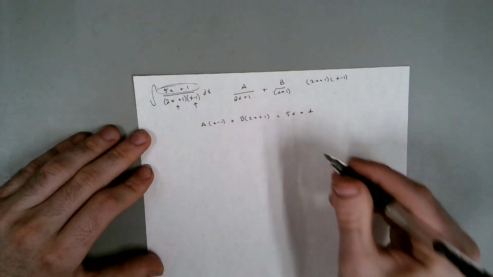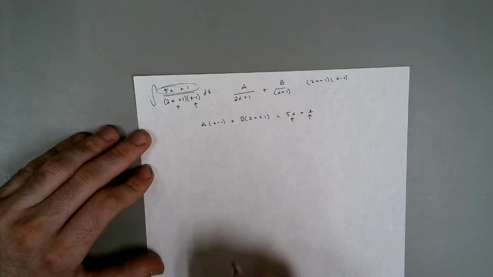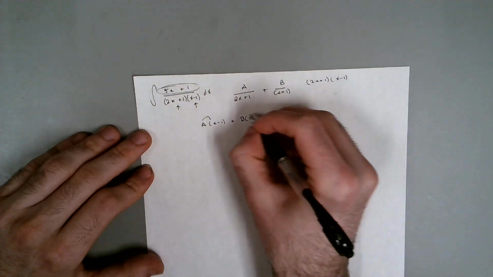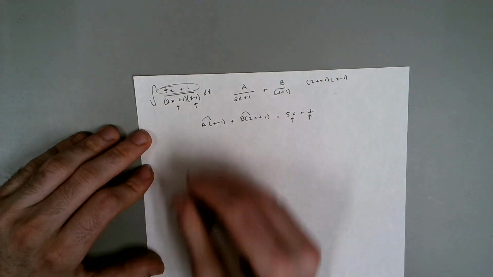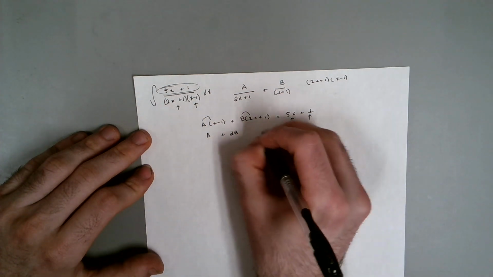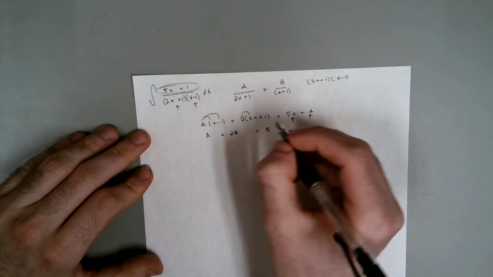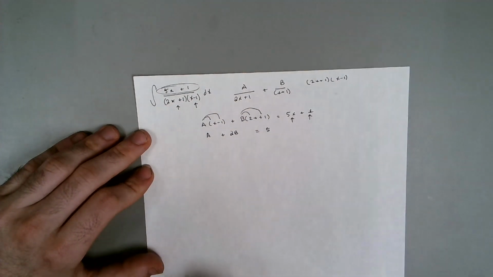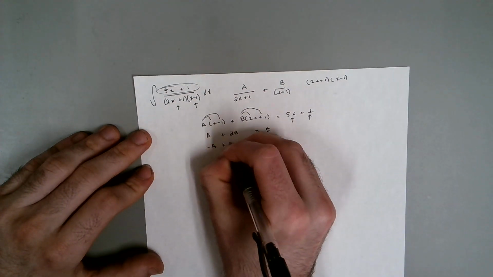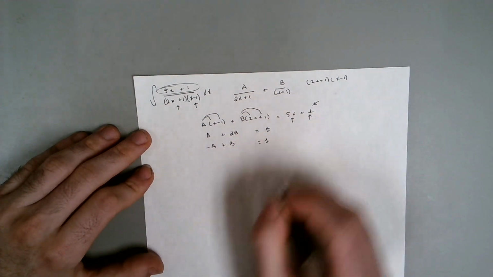Right, so now we can compare, and I like to keep it in this form, we can compare the x's and the constants. So for our x's, we're going to have an ax, we're going to have a 2bx. So we have a plus 2b is equal to 5. There's a 5 there. And then we're going to have a negative a plus b is equal to our constant here, 1.